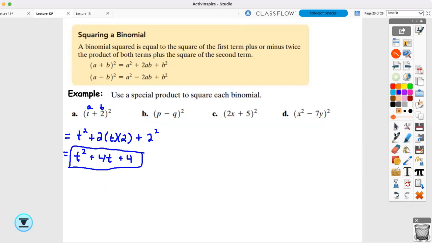Alright, let's look at B. I'm gonna switch my color up. So I'm gonna label A and B. And it's (p minus q) squared. So we're looking at the bottom equation here, the (A minus B) squared. So it's equal to.